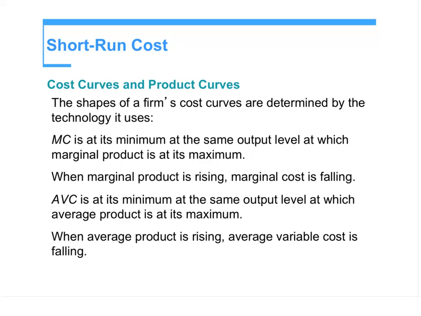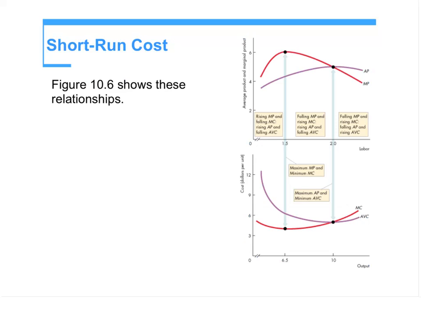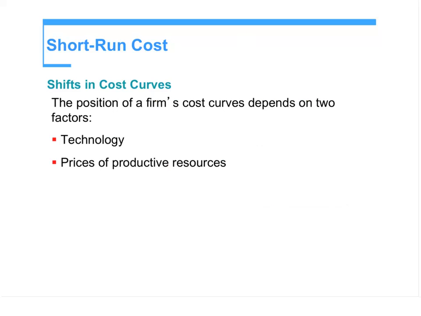Average product, marginal cost, average variable cost, shifts in cost curves. So the position of a firm's cost curves depends on two factors: technology and price of productive resources. So we have technology as a source. We actually need that technology, the machinery to produce.